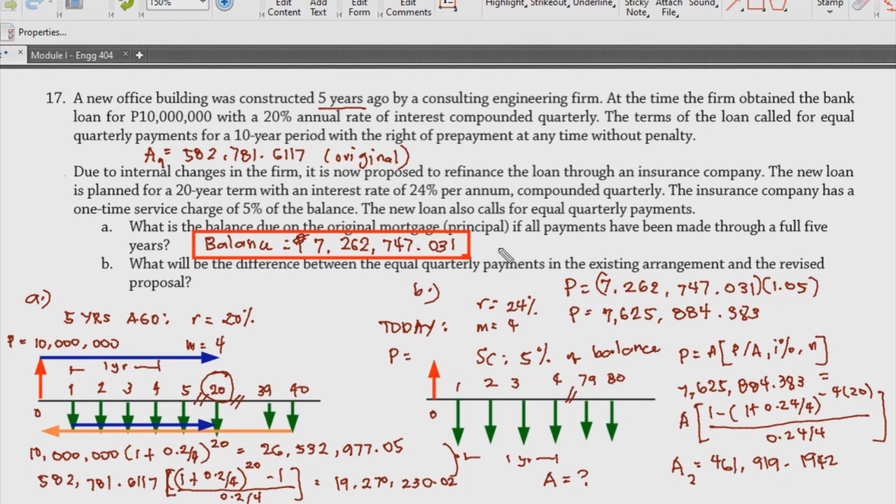Now, the question is the difference, not this annuity. So, we have to make sure na we subtract this A1 minus A2 to obtain the difference. So, by subtracting, we will be able to obtain the value of our difference, which is D, that is equal to 120,862.4175 pesos. Okay? So, yun.